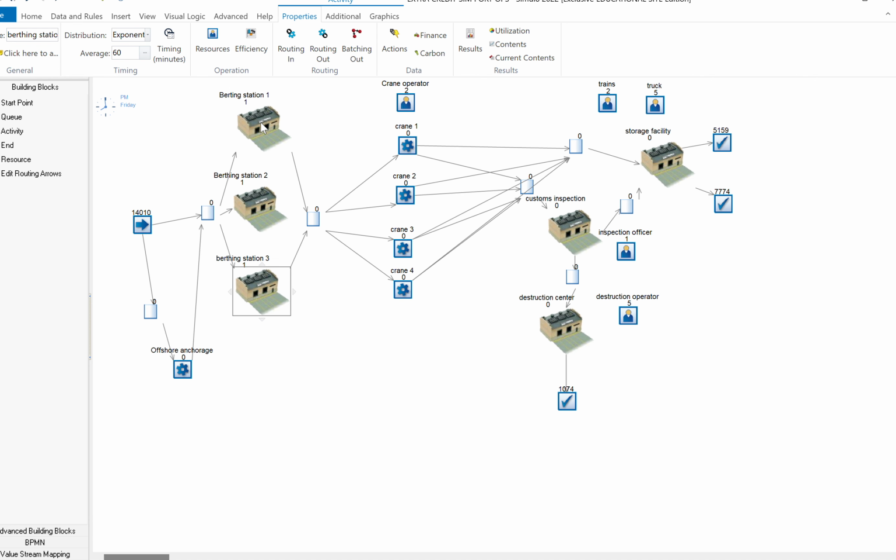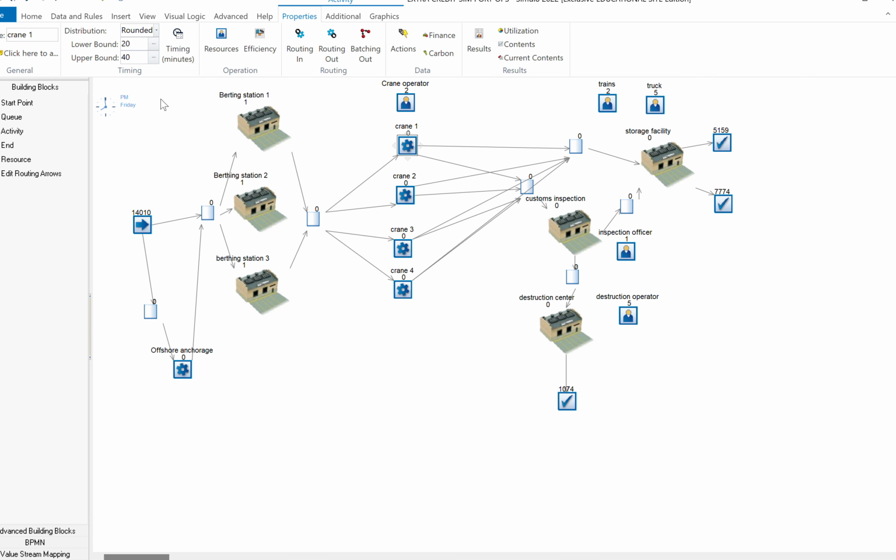Each ship has to go through a specific sized lane because certain ships are bigger than others, so they might not fit. Once all of these go through, they come into this queue where they go to crane 1, 2, 3, or 4. Each of these cranes has a rounded distribution, so it takes either 20 minutes or 40 minutes. And each of these cranes also has a breakdown time as well as a resource use.